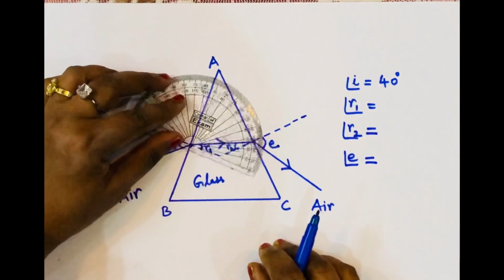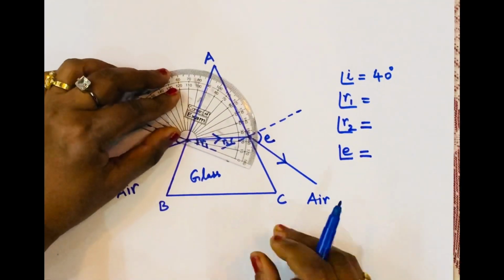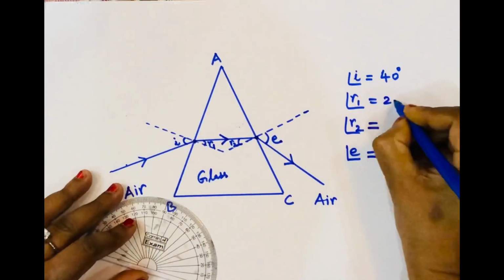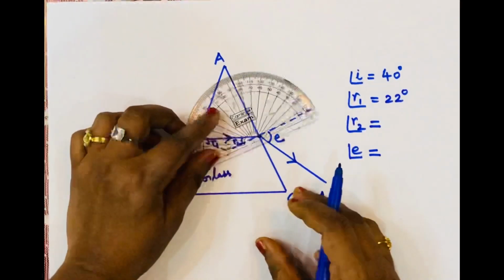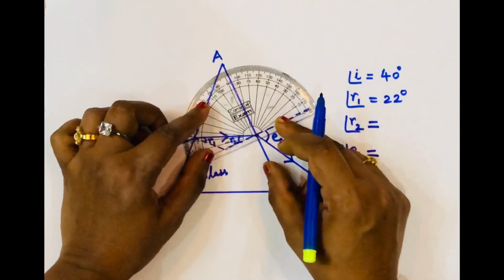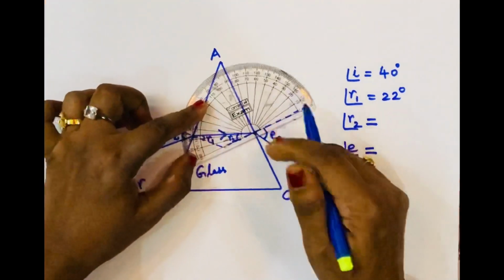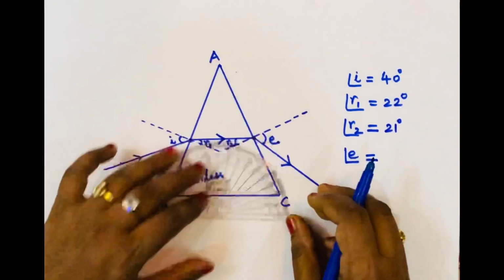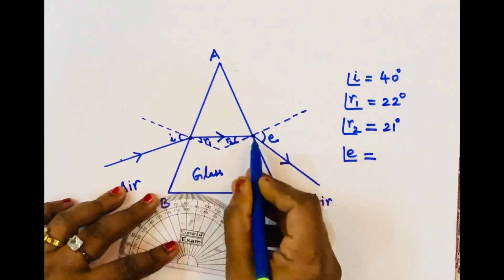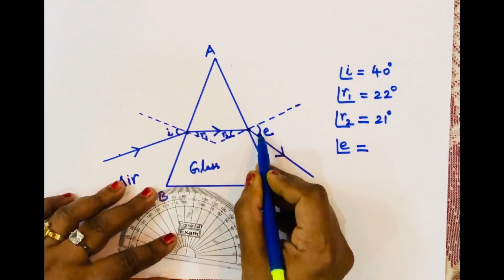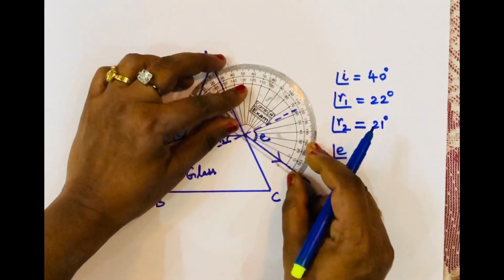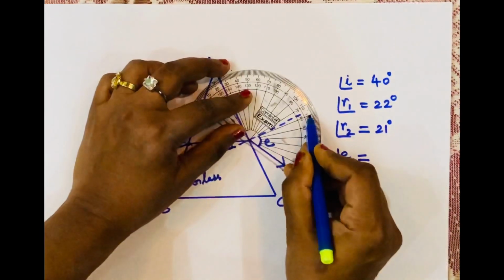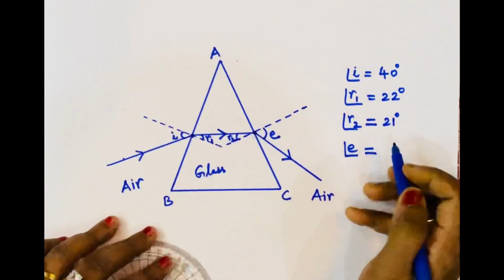Now I am measuring the angle R1, angle of refraction. It is 22 degrees. So this way I am measuring the second angle of refraction, which is equal to 21 degrees. Then the angle made between the normal and the emergent ray, this is the angle of emergence. So I am measuring this angle and this is equal to 62 degrees.